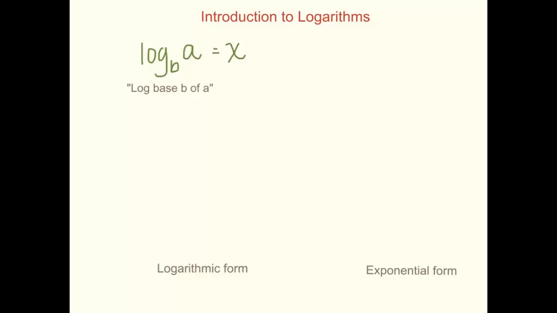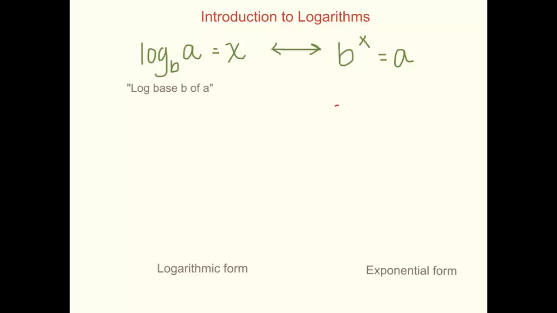The definition of a logarithm tells us that that sentence is equivalent to this sentence. B to the power of x equals a. Those two things are saying the same thing. B to the x equals a is probably more familiar to you. It's an exponential sentence. Log base b of a equals x is really saying the same thing. Let's take a look at a couple of examples to really see how these logarithms work.